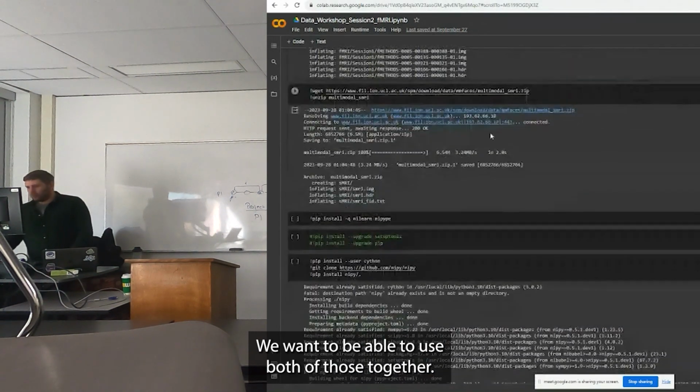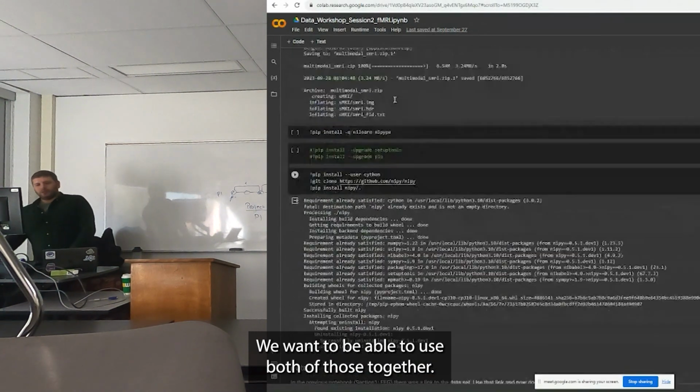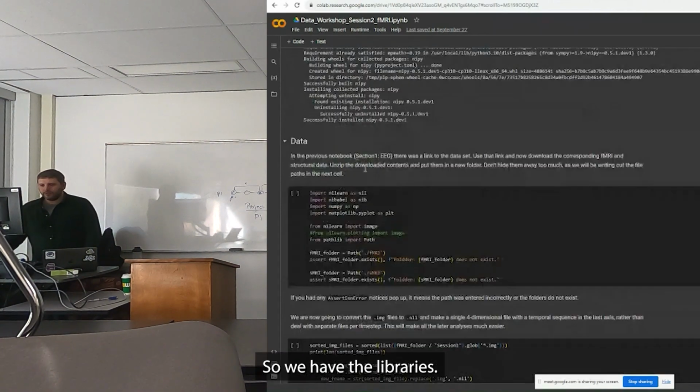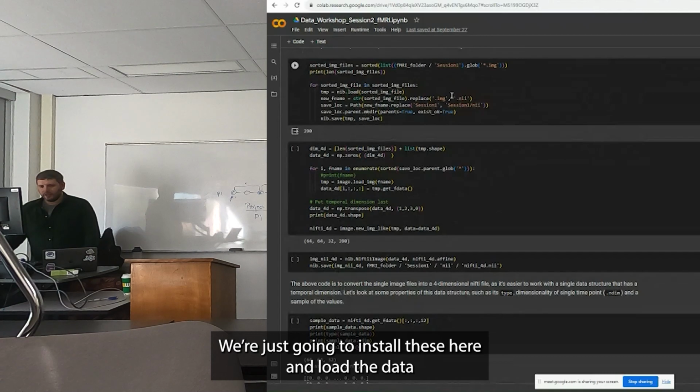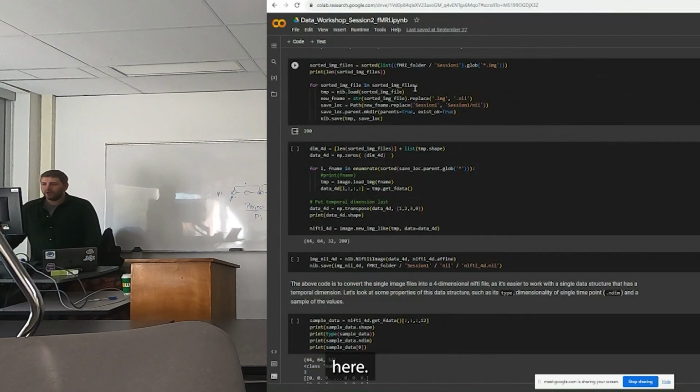Session 2. So we need a few different libraries. We're just going to install these here and load the data here.